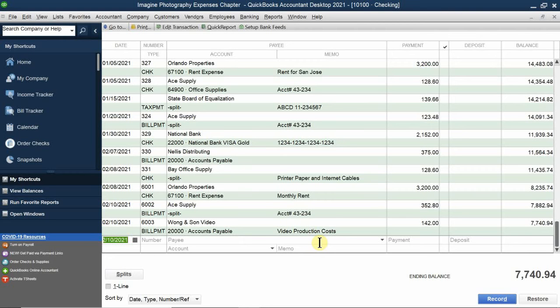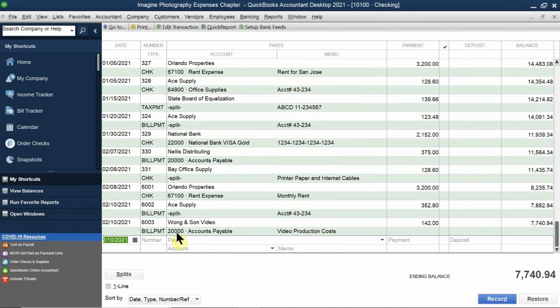So the best rule of thumb is to avoid deleting transactions, and the best thing to do is, if you made a mistake, just void the transaction and redo it, because that just undoes the transaction, right? Void is to undo or to zero it out, and everything will be back to normal, and you just reissue it. Okay, so how do I void this check?